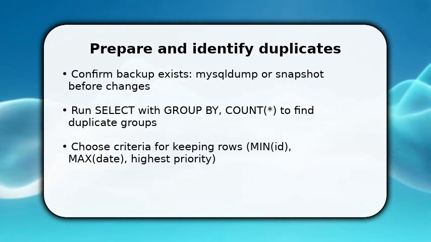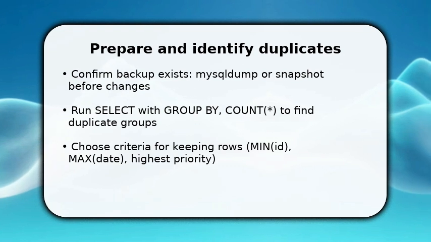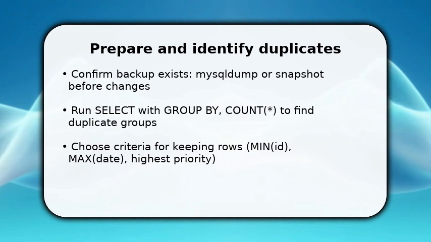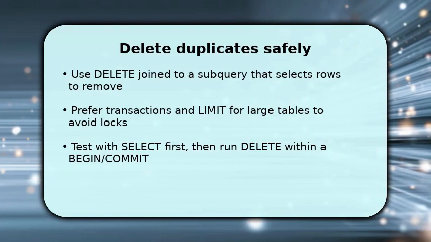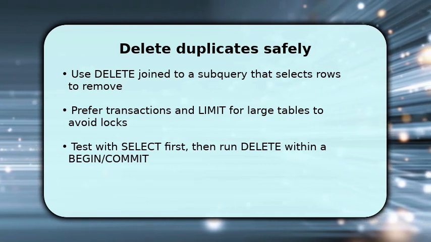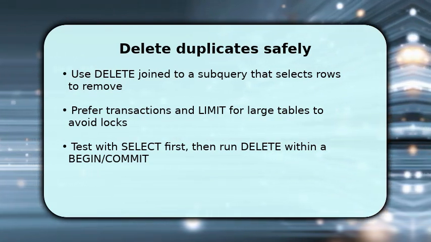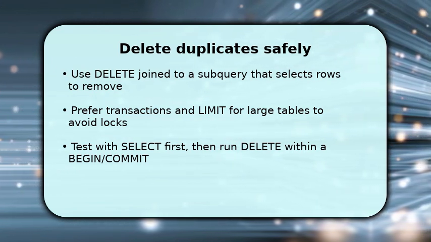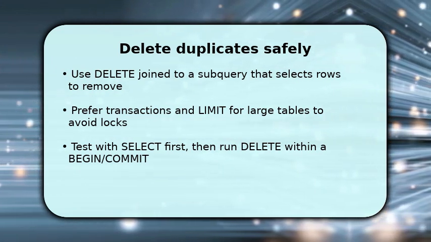Once done, test your rule on a small subset so you can confirm the selection logic behaves as expected. Now you execute the deletion using a DELETE that joins a subquery listing rows to remove. This is precise and repeatable. Make sure to wrap changes in a transaction so you can roll back if necessary, and consider batching with LIMIT to reduce lock contention on big tables.